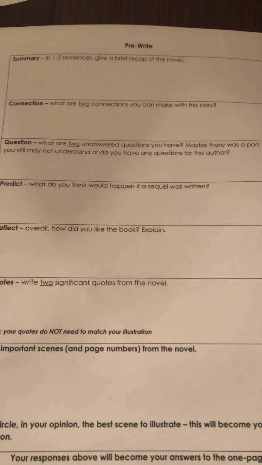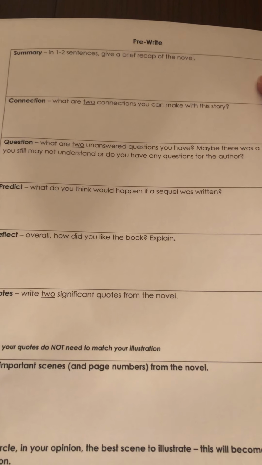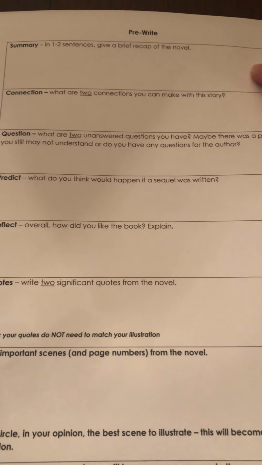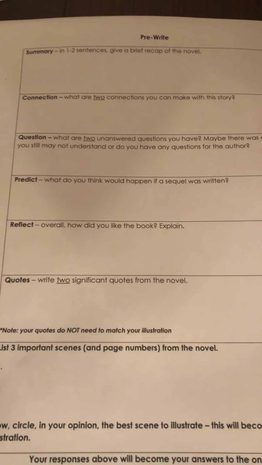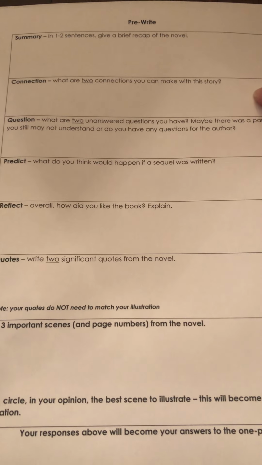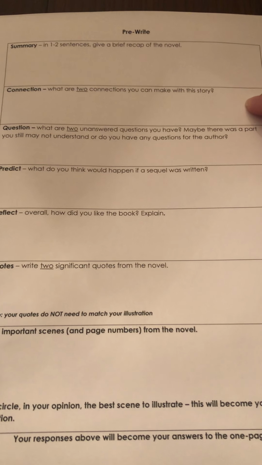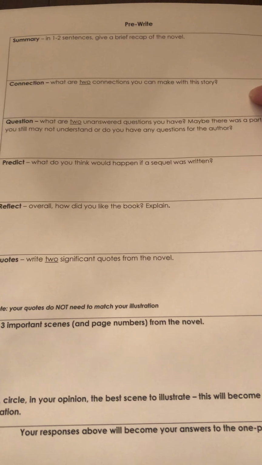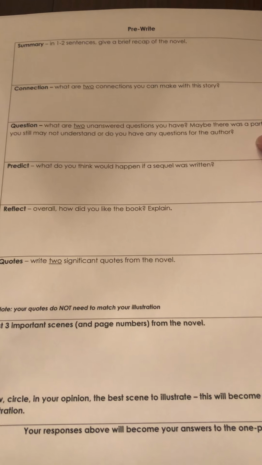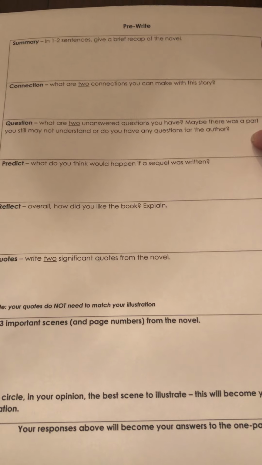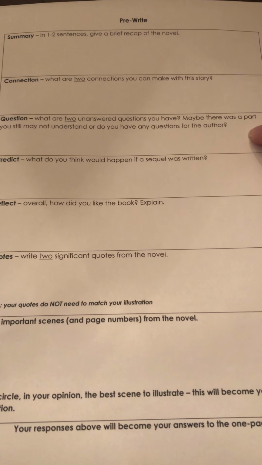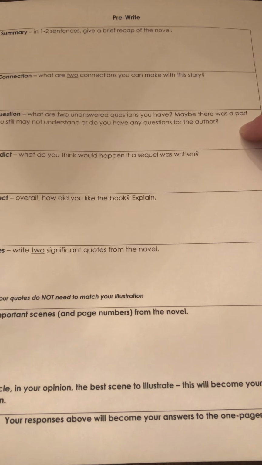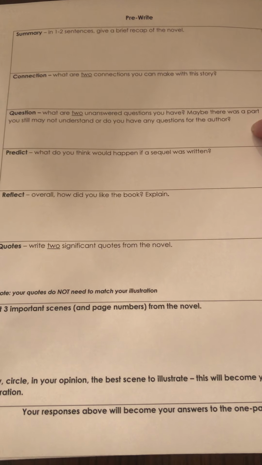So this is all about Night. The first thing you're going to do is give 1 to 2 sentences, a summary or recap of the novel. Then you're going to give me 2 connections that you can make with the story. You already kind of did that with your reflection piece that you turned in last week. It was question number 2. And also unanswered questions that you may have. Maybe there was a part that you don't understand or questions that you still have for the author. Again, you already wrote one of those questions down on your reflection, so you just need one more.